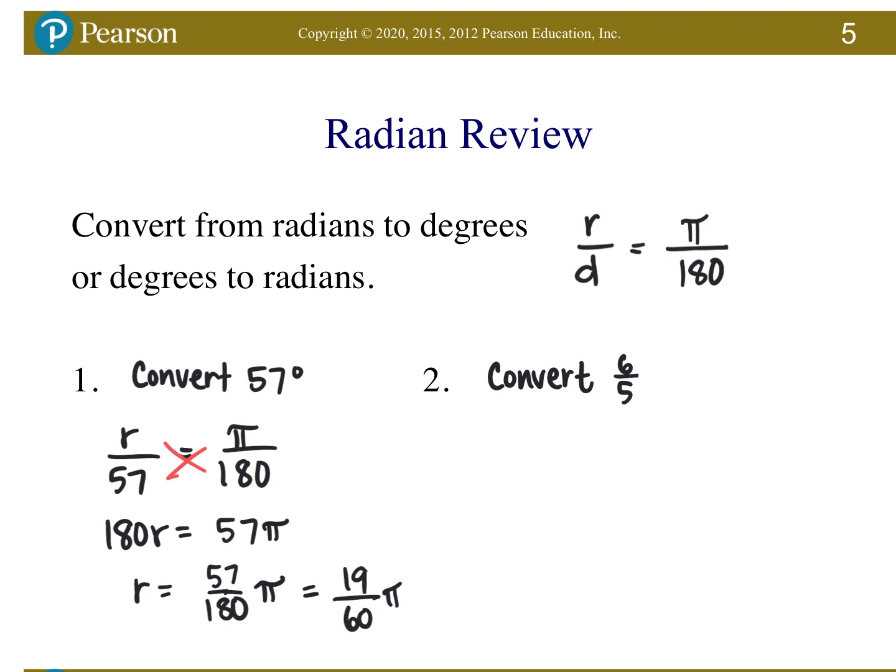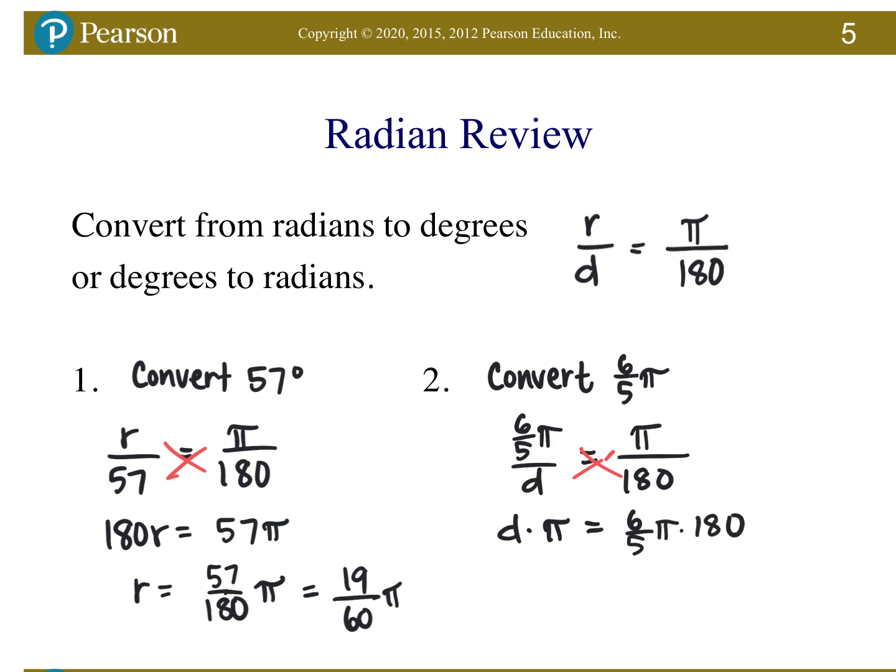go into degrees. All right, so if we're converting 6/5 pi, so then we have 6/5 pi over d equals pi over 180, and then you cross multiply that way. So d times pi is 6/5 pi times 180, which is also reducible. Okay, it's reducible because the 5 can go into the 180.